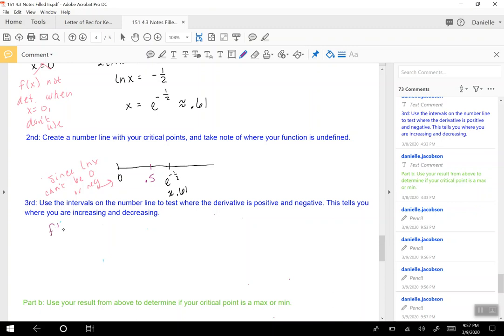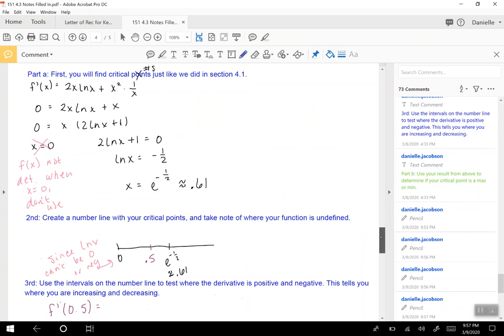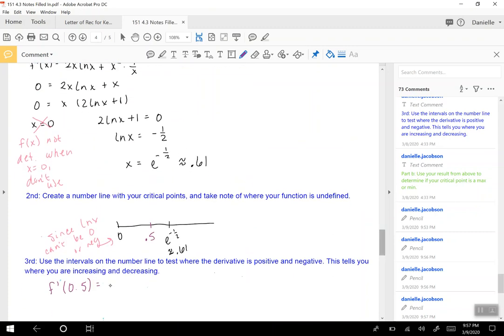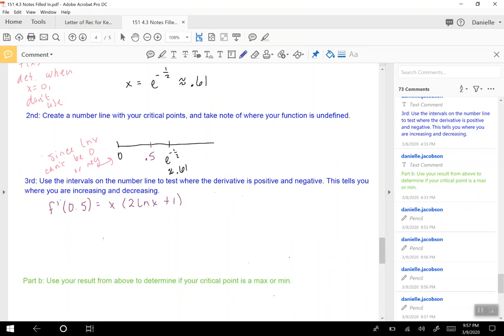So f prime of 0.5 is equal to, let me go up here to find my derivative. I had x times 2 ln x plus 1. I don't care what this is equal to. I only care if it's positive or negative, because that tells us a lot about if something's a local max, min, or an inflection point.